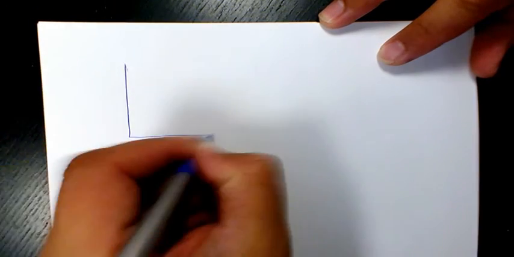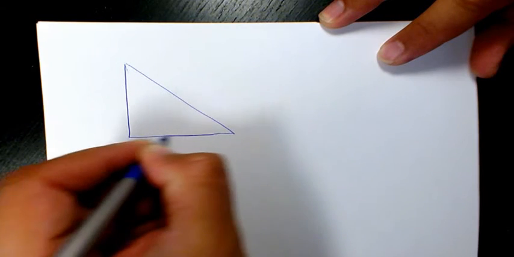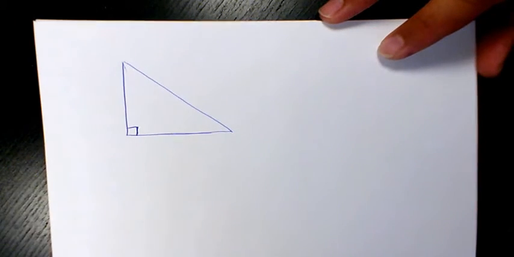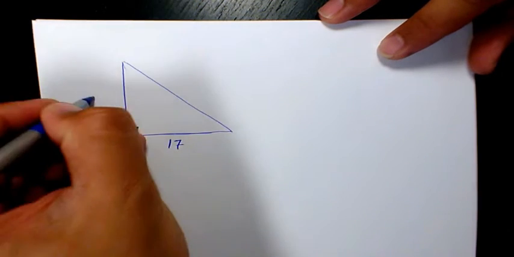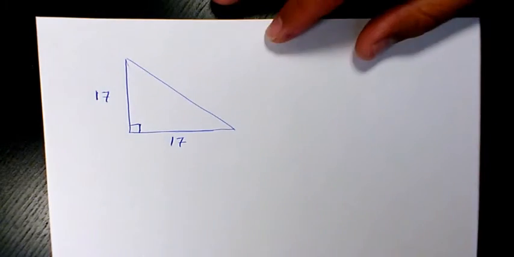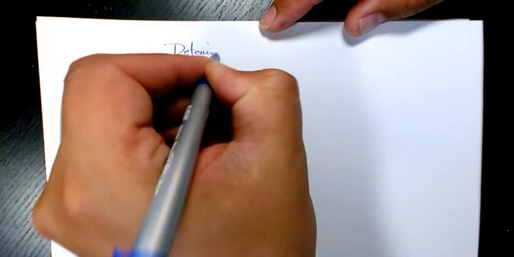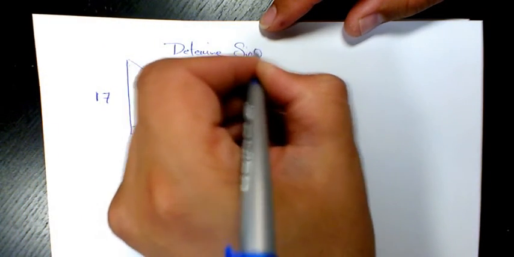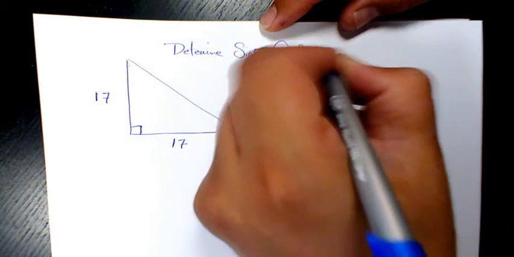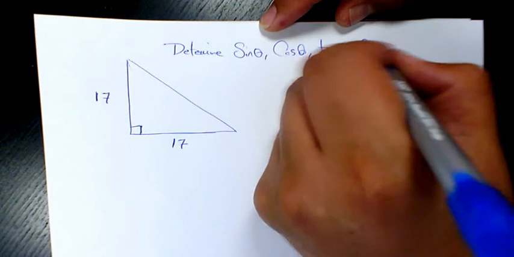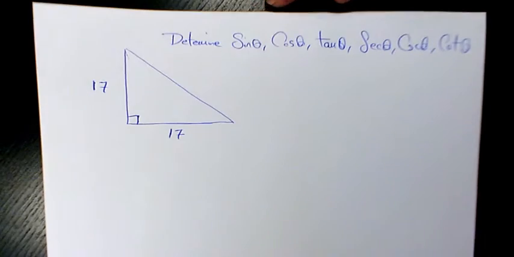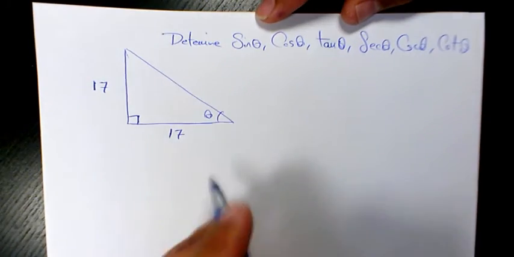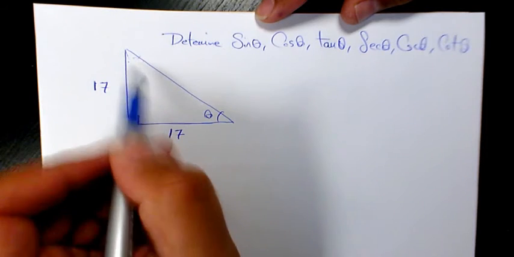Assume that we have an isosceles right triangle. We have 17 and we have 17. We need to find hypotenuse first. So the question is asking, determine sine theta, cosine theta, tan theta, secant theta, cosecant theta, cotan theta. So if theta is this, that's going to be equal to this one as well. It's going to be 45.